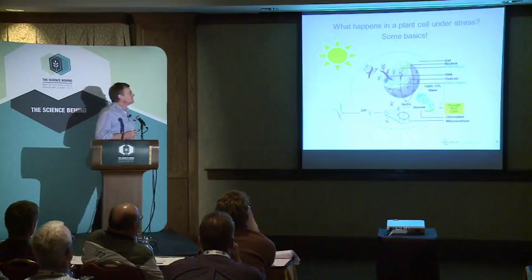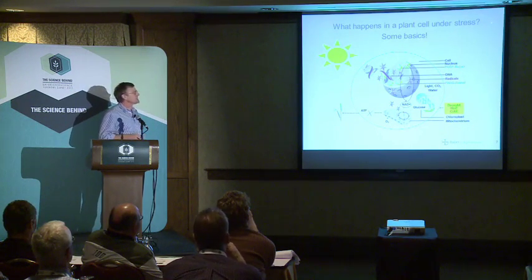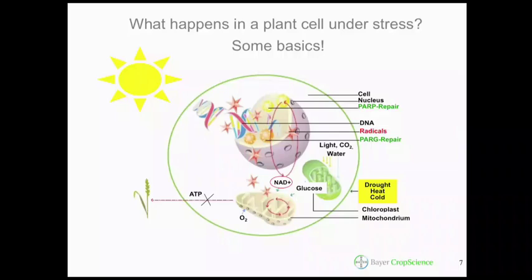So now this is the first torture slide, relatively simply explaining the basics of what happens in a plant cell under stress. So what you see here is a simplified plant cell which contains some major components like the cell nucleus, the plastids, the chloroplasts, and the mitochondrium.